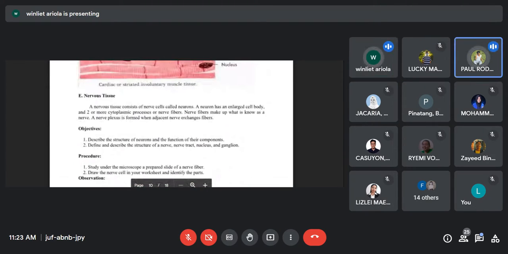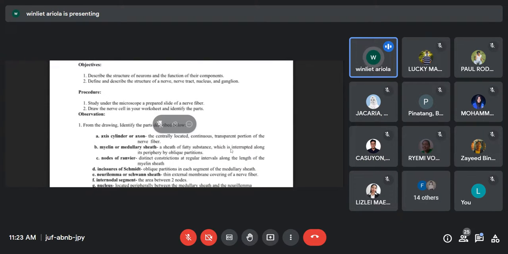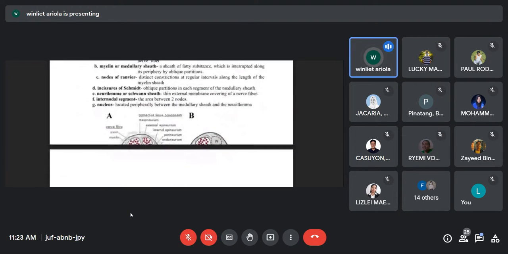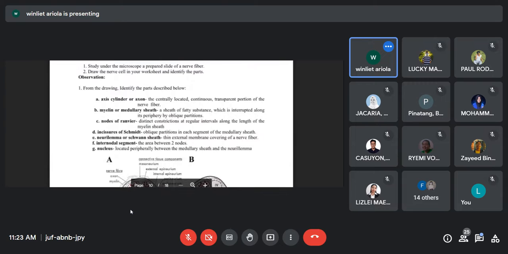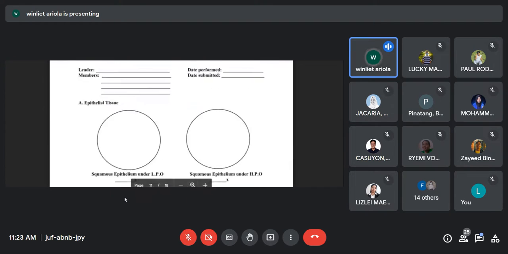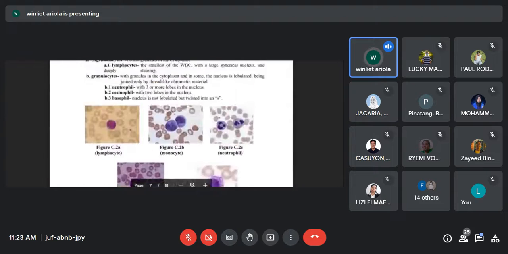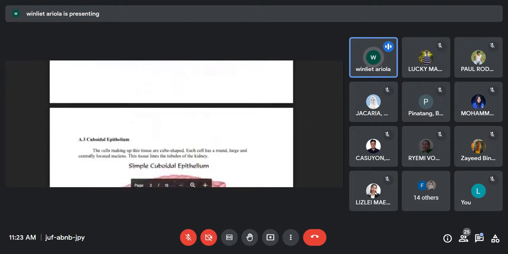Okay, and then next is we have the nervous tissue. So the nerves, kung ano ba yung different parts of the nerves? The neuron. So this axon, myelin sheath, nodes of Ranvier. So just get the key points of each term. I will not be asking you to identify the neurons anymore.